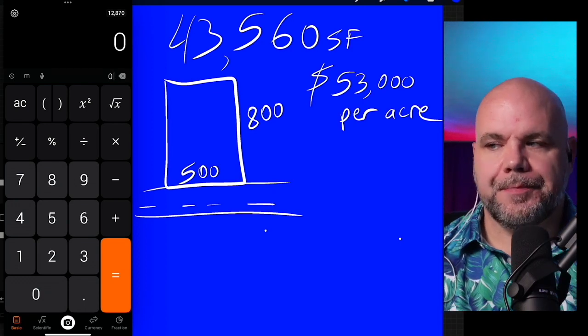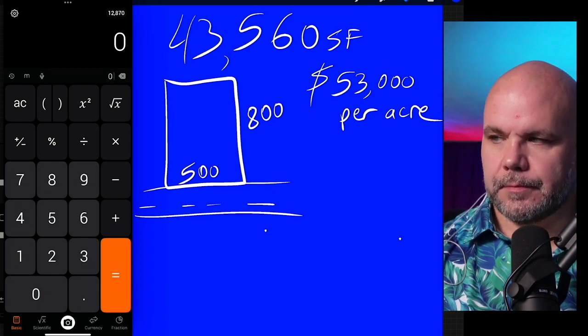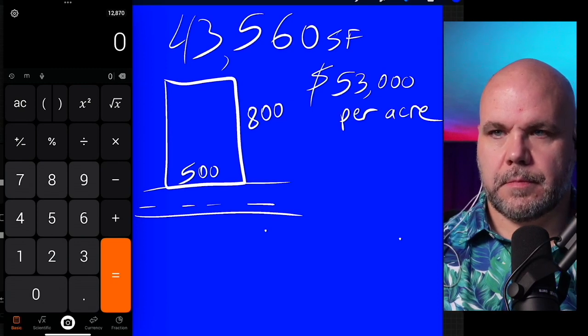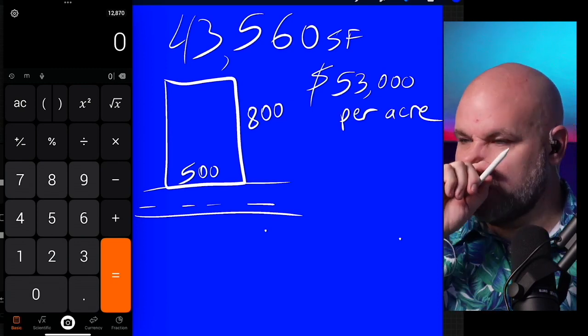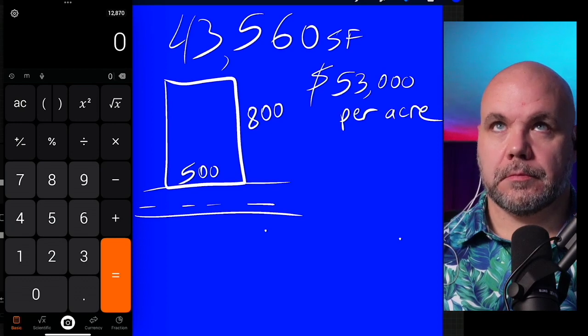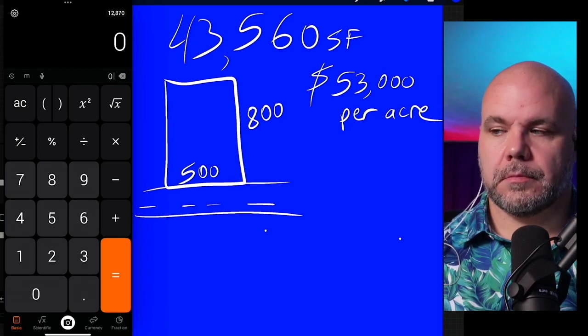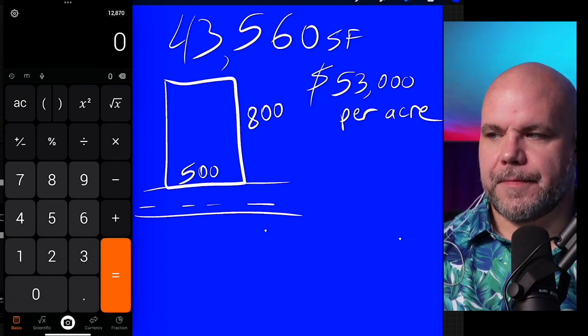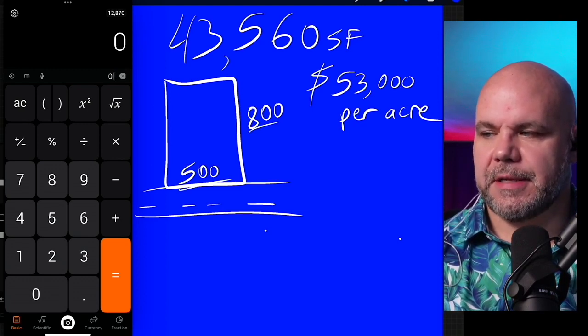First step. What are we doing first? Yeah. Convert the dimensions of the lot into the square feet of the lot.